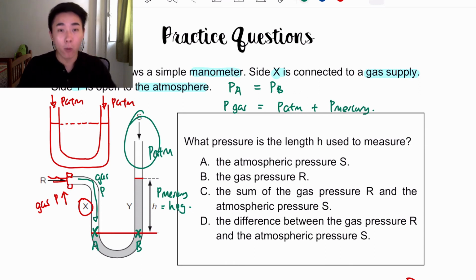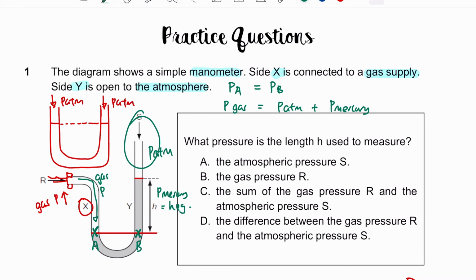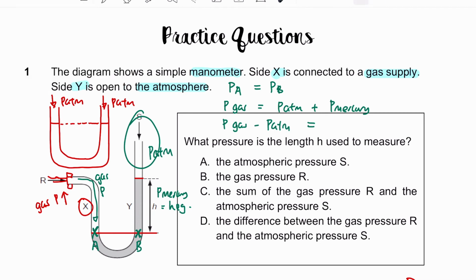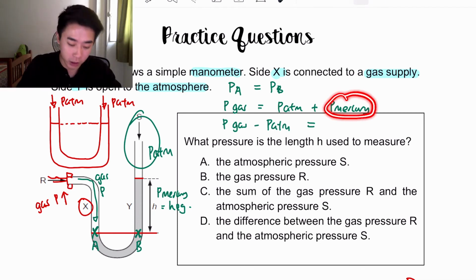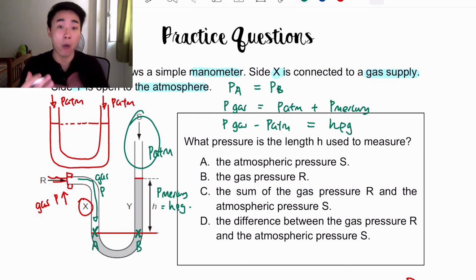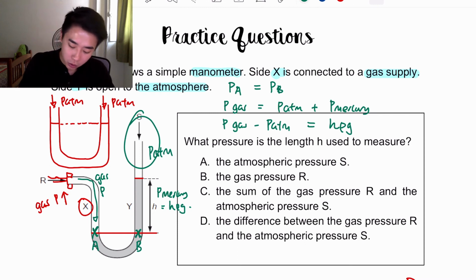Right? And why do we say that a manometer is used to find the difference in pressures? So watch this. The pressure of gas minus the atmospheric pressure will give me the pressure of mercury, which is easily substituted by H rho G, because that's how we're going to find the pressure due to that mercury anyway. Right? So what is the length H actually used to measure? Well, if we get the length H, we can find out H rho G.